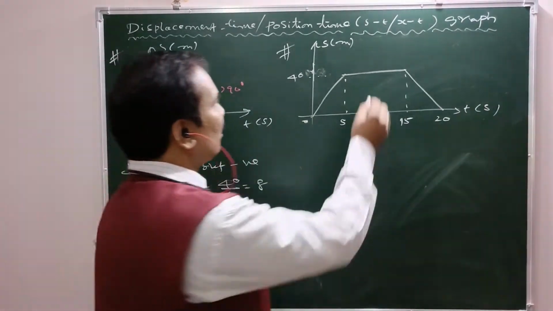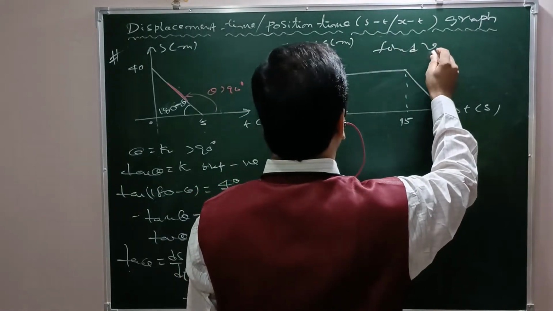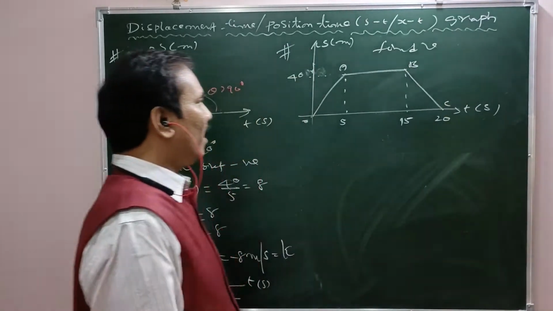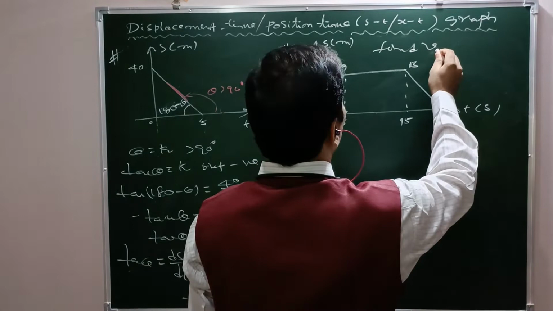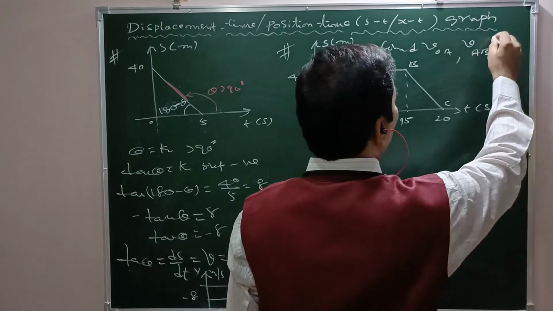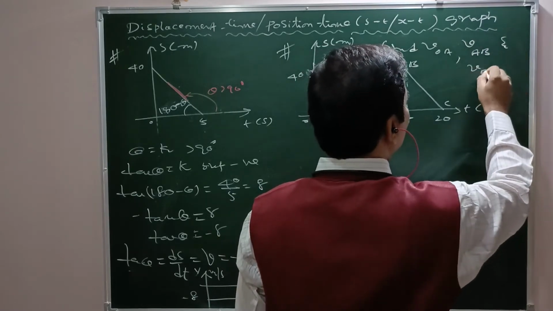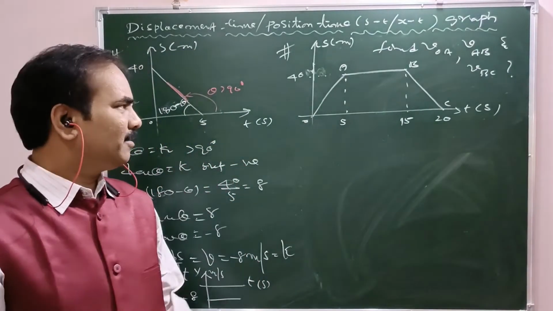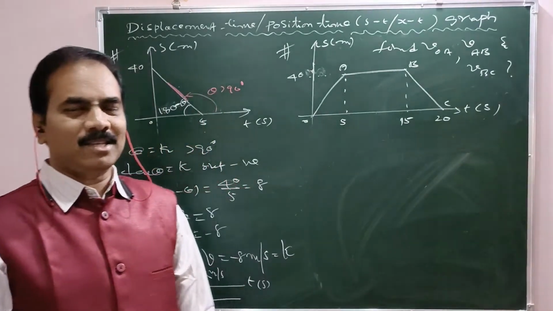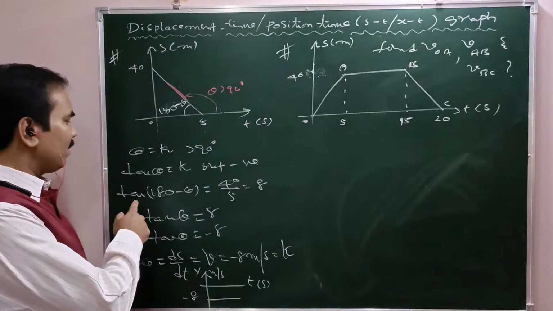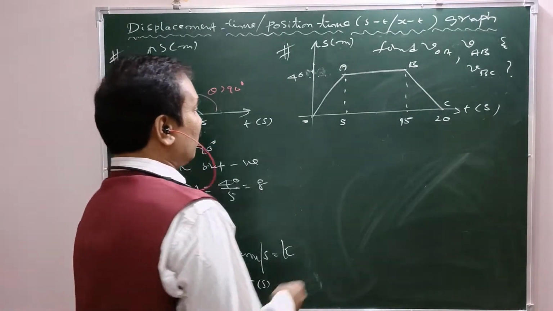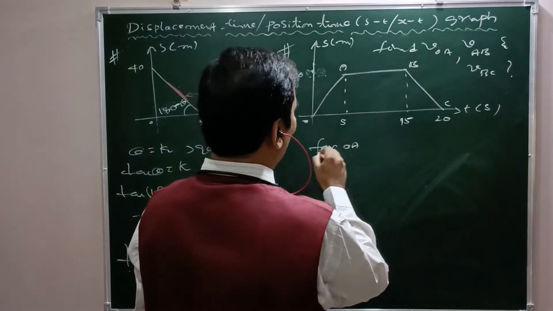Now find the velocity from O to A, A to B, B to C. Find V for the segment OA, for the segment AB, for the segment BC. Right? Find the velocity of the particle for the segment OA, for the segment AB, and for the segment BC. How to find? Very simple, by calculating tan of the slope angle, for segment OA.